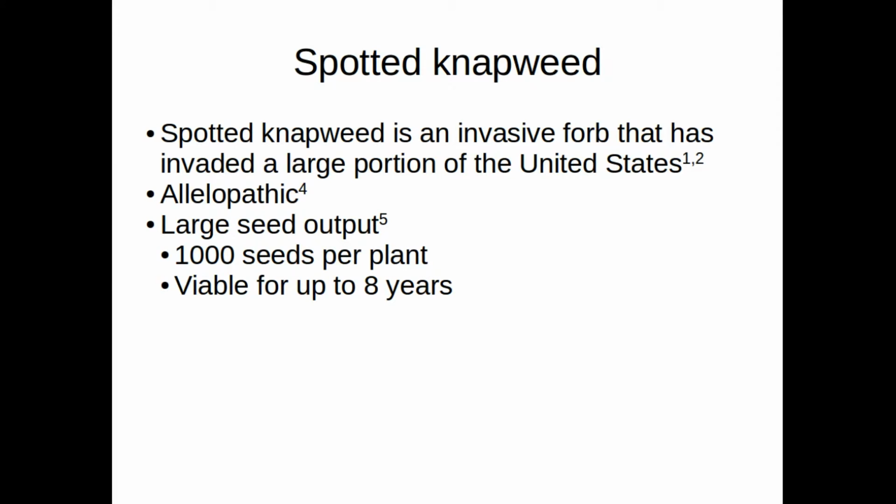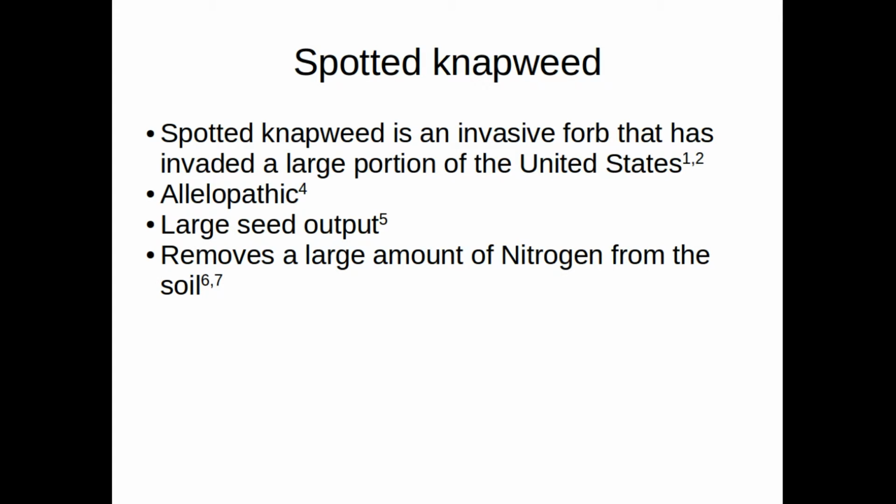In addition, spotted knapweed has a very high seed output. Each plant is capable of producing over 1,000 seeds. The seeds can remain viable in the soil for up to 8 years. This makes it difficult to remove spotted knapweed once it's become established in an area. Spotted knapweed also uses a large amount of nitrogen from the soil. This can allow it to competitively exclude other plants. These three factors have played a large role in allowing spotted knapweed to invade the United States.